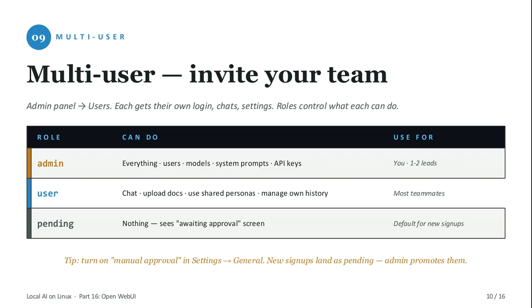And here's the safety net. Flip on manual approval in settings, and every new sign-up arrives as pending, locked out until you promote them. No surprise accounts, no leaked access.